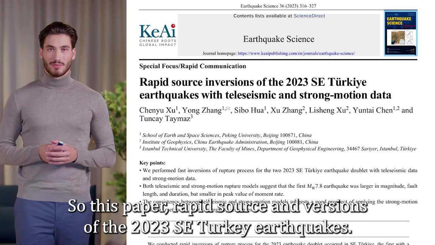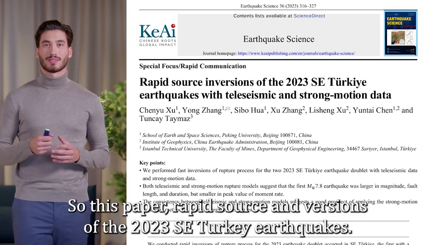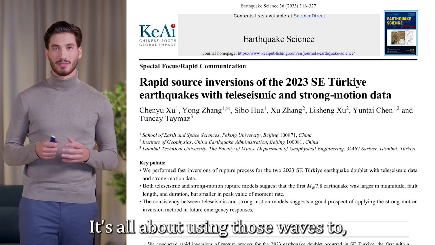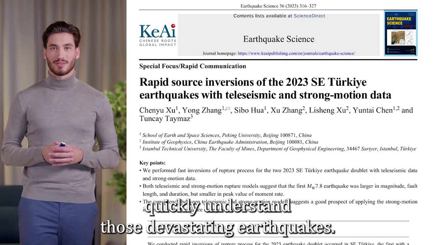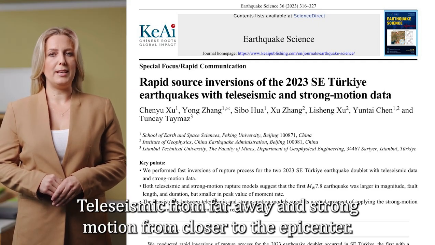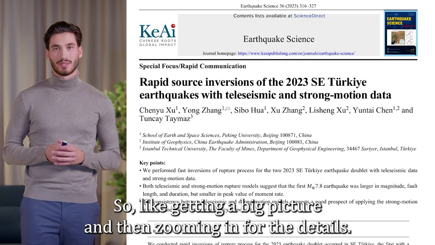So this paper, Rapid Source Inversions of the 2023 SE Türkiye earthquakes, it's all about using those waves to quickly understand those devastating earthquakes. They use two types of data, teleseismic from far away and strong motion from closer to the epicenter. So like getting a big picture and then zooming in for the details.